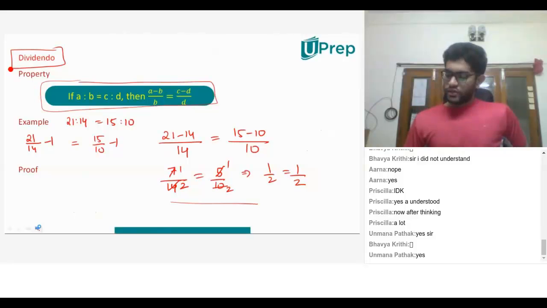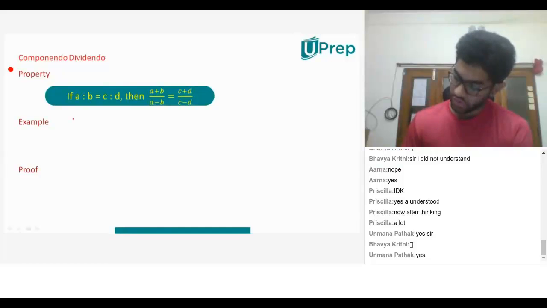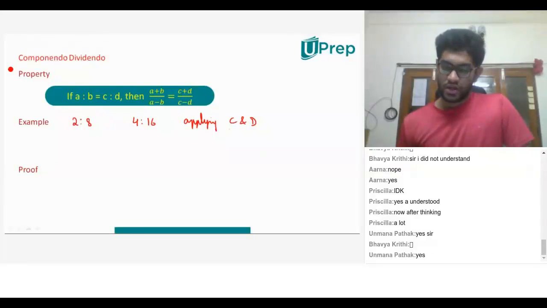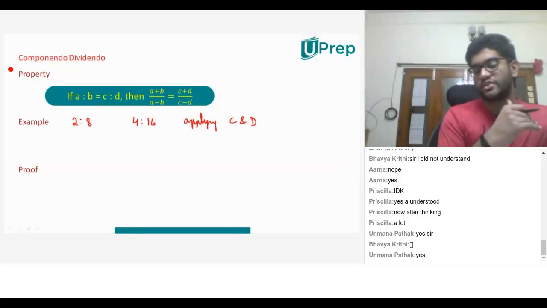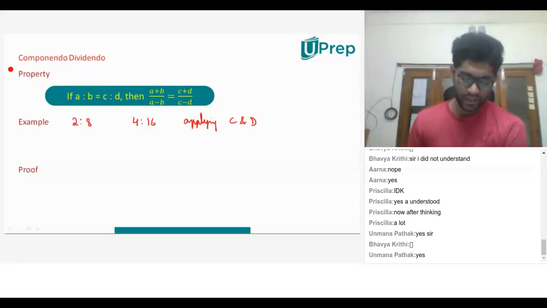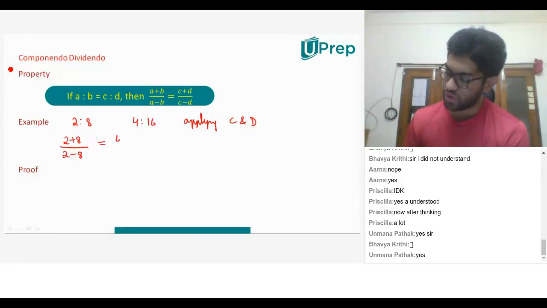Now let's look at componendo and dividendo together. Let me take two ratios. 2:8, 4:16. Now I'm applying componendo and dividendo. How do I do componendo and dividendo? Remember I was saying that let's divide equation 1 by equation 2 and you guys stopped me there. What he did was simply this: 2 plus 8 by 2 minus 8 is equal to 4 plus 16 by 4 minus 16.